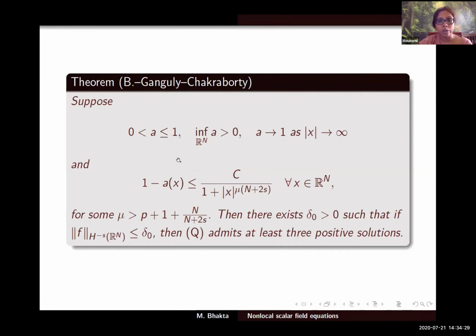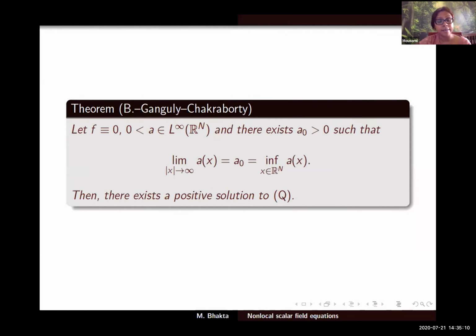And what happens when A is less than or equal to 1? When A is less than or equal to 1, I need an additional assumption. We know that A asymptotically goes to 1, but we additionally need control on the rate at which it goes to 1. So suppose you assume this control on the rate, and also that the infimum is strictly positive. Under that, we prove that when this dual space norm is sufficiently small, then this equation Q admits at least three positive solutions. Next, we studied what happens when f is identically equal to 0.